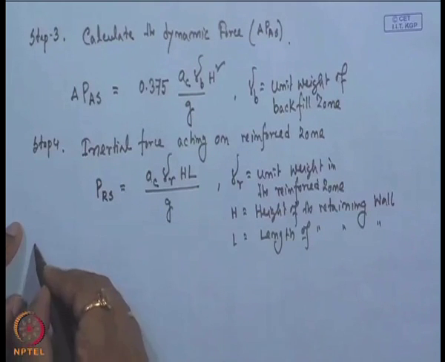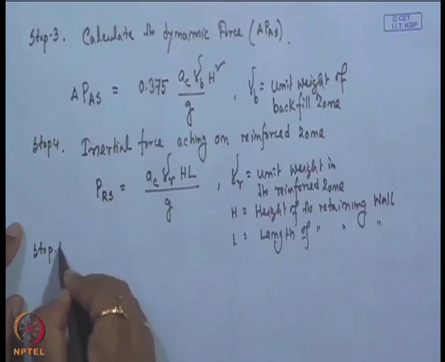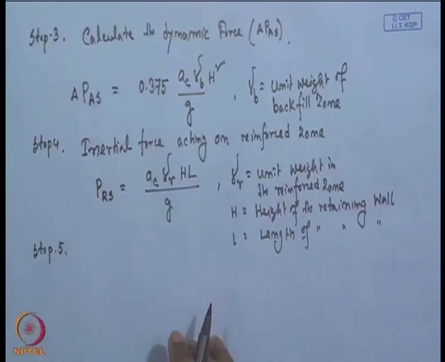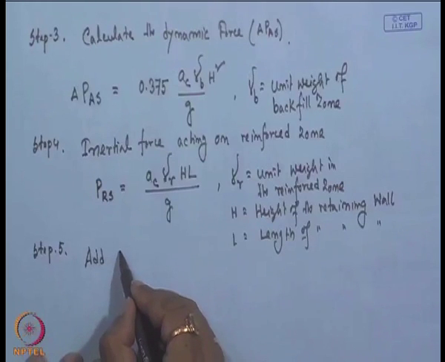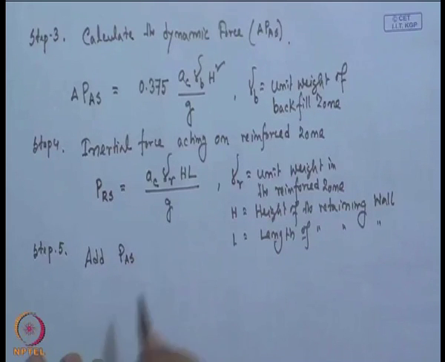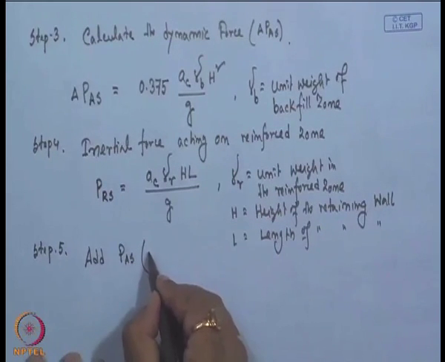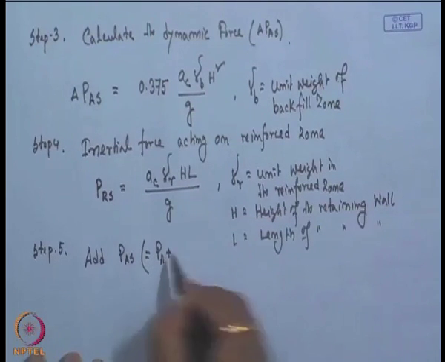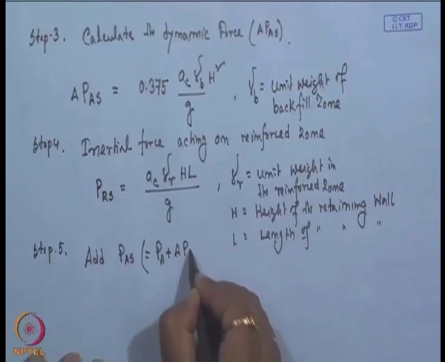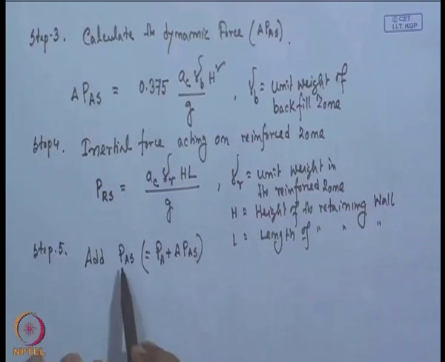So, now step 5. Now we know the dynamic force, we know the inertial force. Now, step 5 is to add: P_AS equals P_A plus delta P_AS. So, this is the total force during the seismic condition, P_AS.